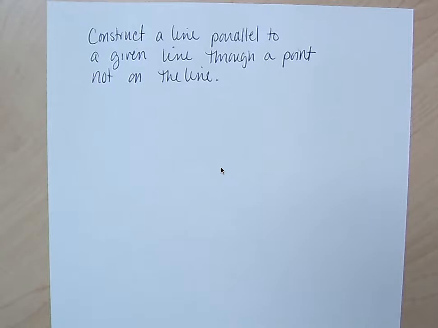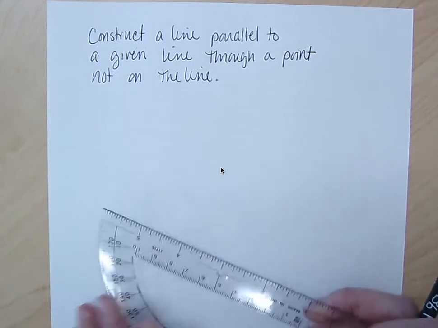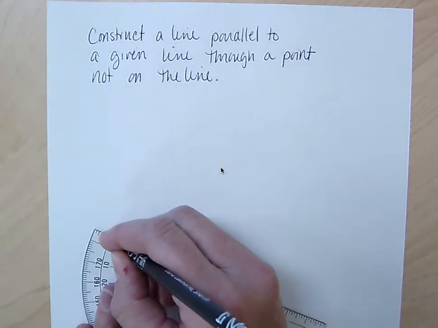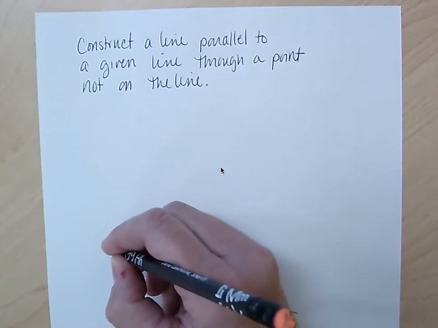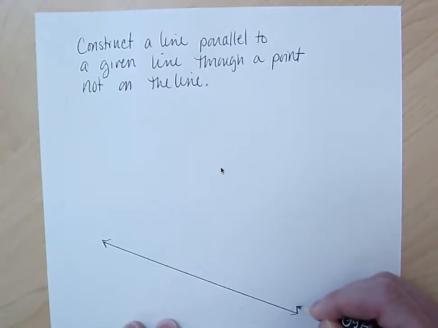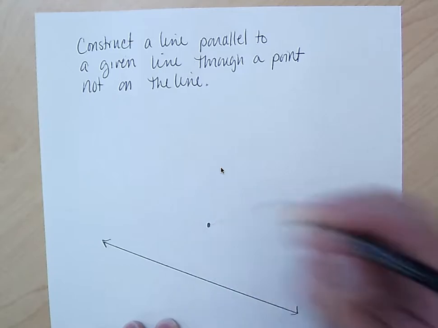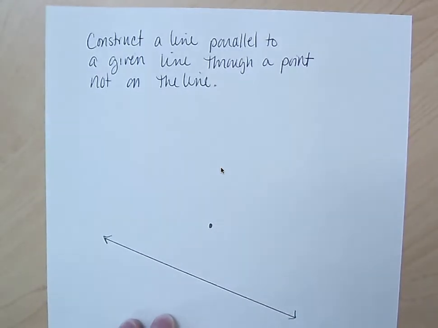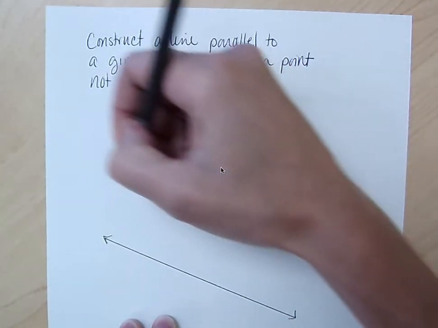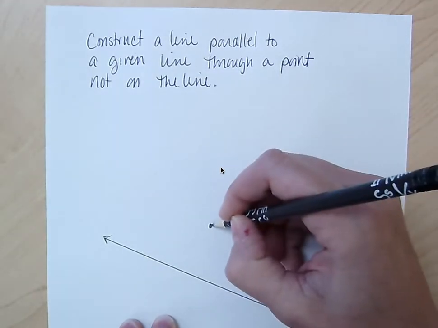Today we're going to construct a line parallel to a given line through a point not on the line. So what I first need to do is construct that given line. So I'm just going to make a line and I'm going to create a point that is not on the line. So my objective here is to create a line parallel to this line through this point.